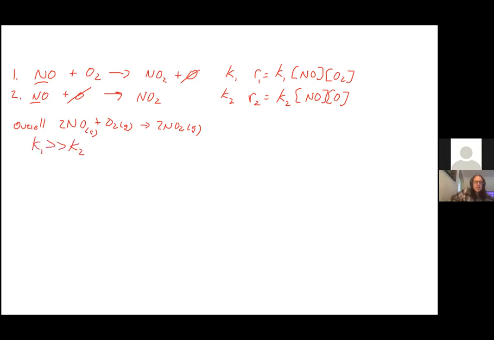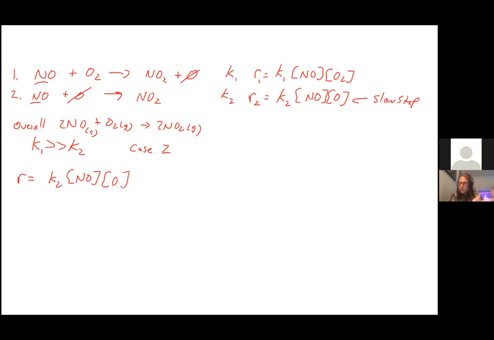That's what's different about this one right here. So now this is case 2, a little bit more complicated. Okay. Here's what's happening. This is the slow step, right? K2 is smaller, so this is the rate determining step. So actually the rate is just going to be K2 times NO times O.